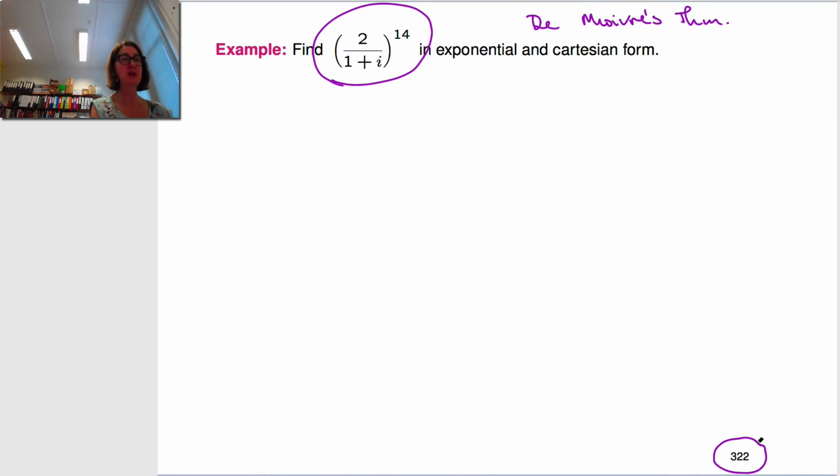So the first thing we need to do in this example is to write the complex number in exponential polar form. And if you think about what's happening here, this is actually quite an easy one. On the top, the numerator is just the number 2. So if I write that in exponential polar form, it's 2e^(i0). And the denominator is 1 plus i. So that number's about here.